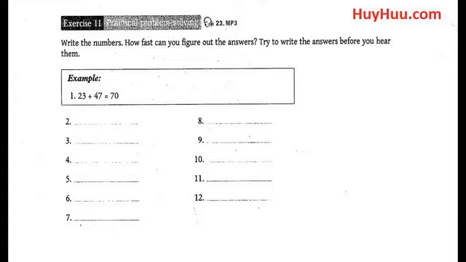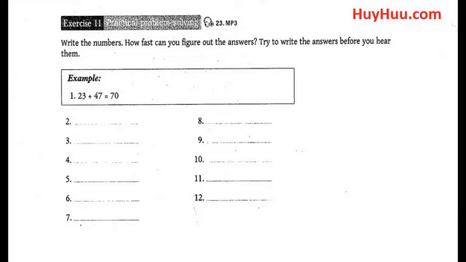Number 3. How much is 281 plus 54? How much is 281 plus 54? The answer is 335. Number 4. How much is 512 plus 33? How much is 512 plus 33? The answer is 545.